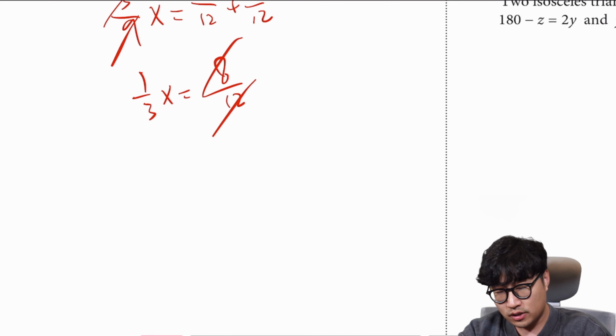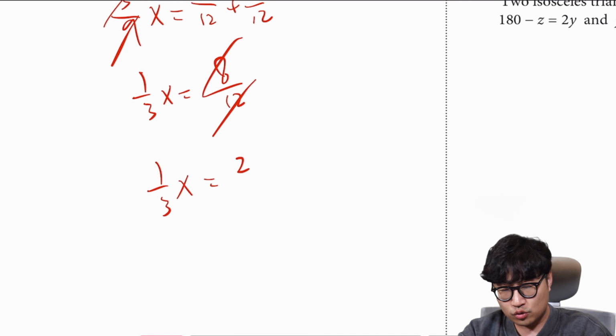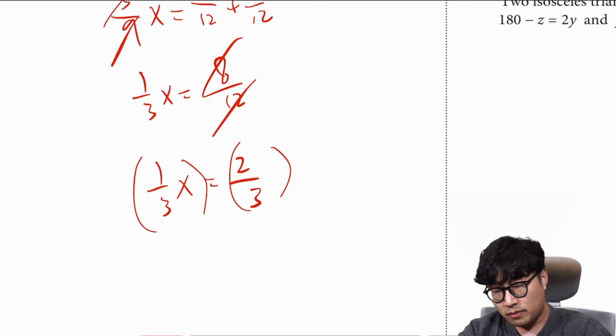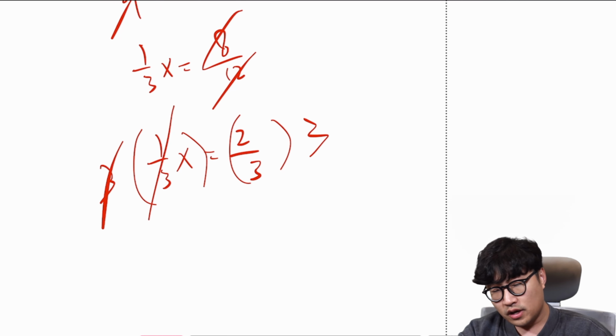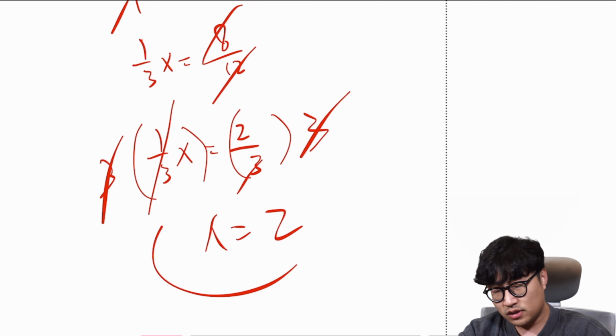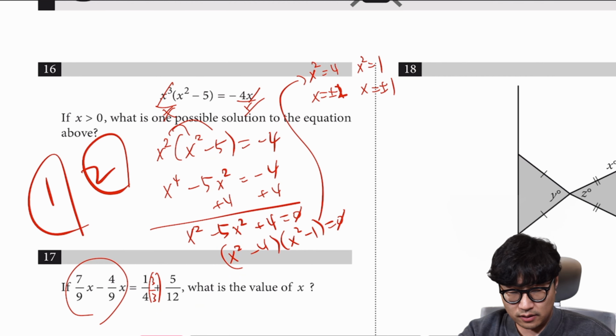You can reduce that. 1/3 x is equal to 2 over 3. Multiply the whole thing by 3, so cancel the 1/3. And when you do that, x is equal to 2. Easy stuff. Next, number 18.